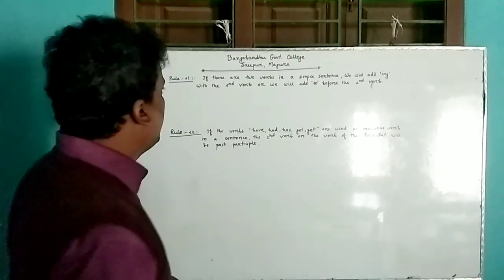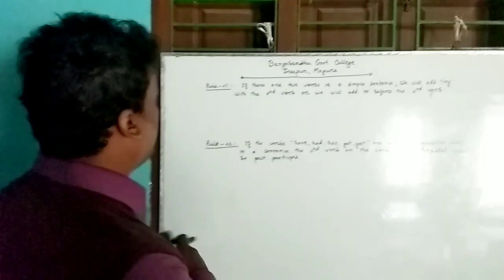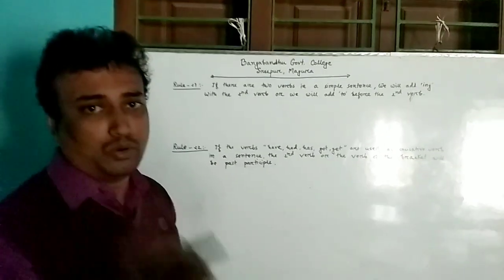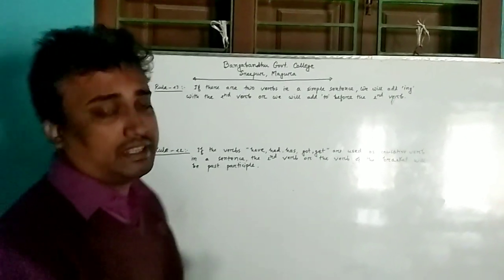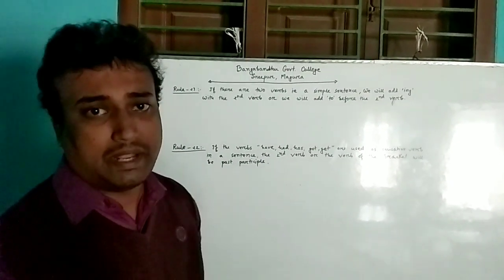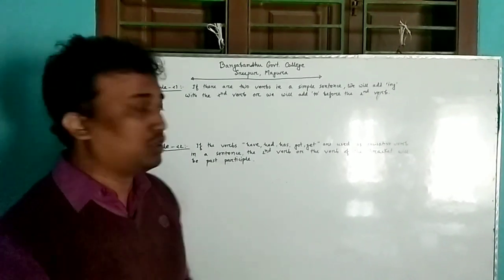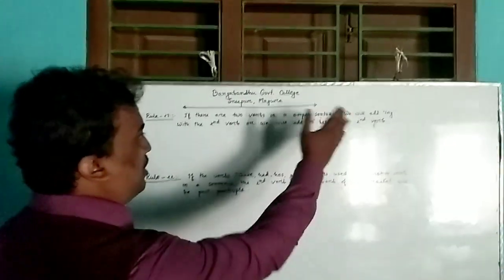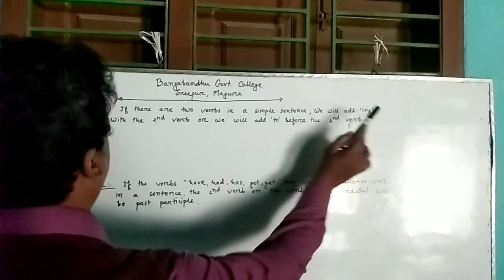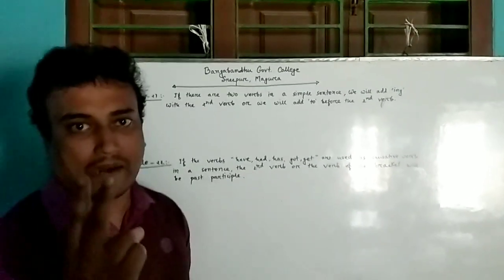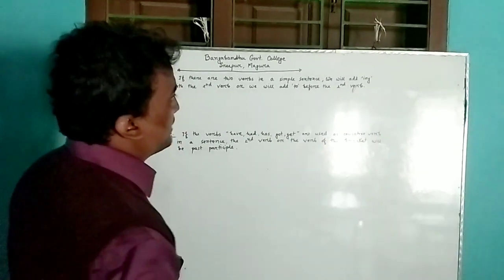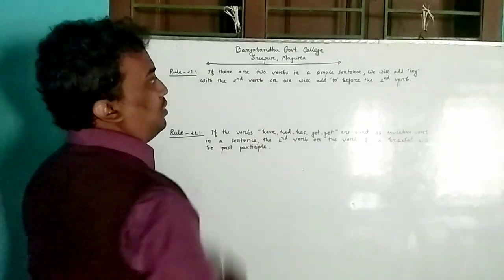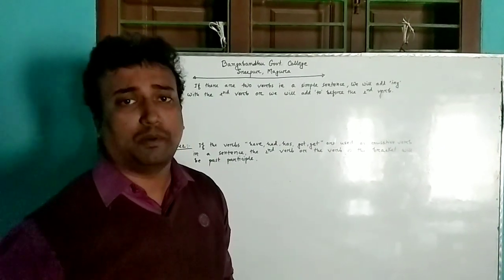So let's start. Rule number 21: if there are two verbs in a simple sentence, so I think you know what a simple sentence is. If you don't know, just try to watch my previous classes about different types of sentence. So rule 21 is, if there are two verbs in a simple sentence, we will add ing with the second verb, or we will add to before the second verb.